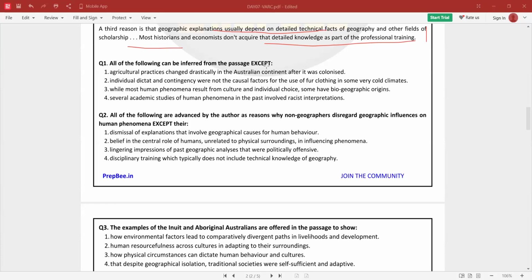All of the following can be inferred except agricultural practices changed drastically after it was colonized. Yes, it is given. Individual diktat and contingency were not the causal factors, but the use of fur clothing in some very cold climates. It was not individual diktat, it was environmental necessity, right? While most human phenomena result from culture and individual choice, some have biogeographic reasons. They're not saying that most have this reason. It's about some, not most. Both are mentioned. Several academic studies of human phenomena in the past involved racist interpretations. Bias is given.